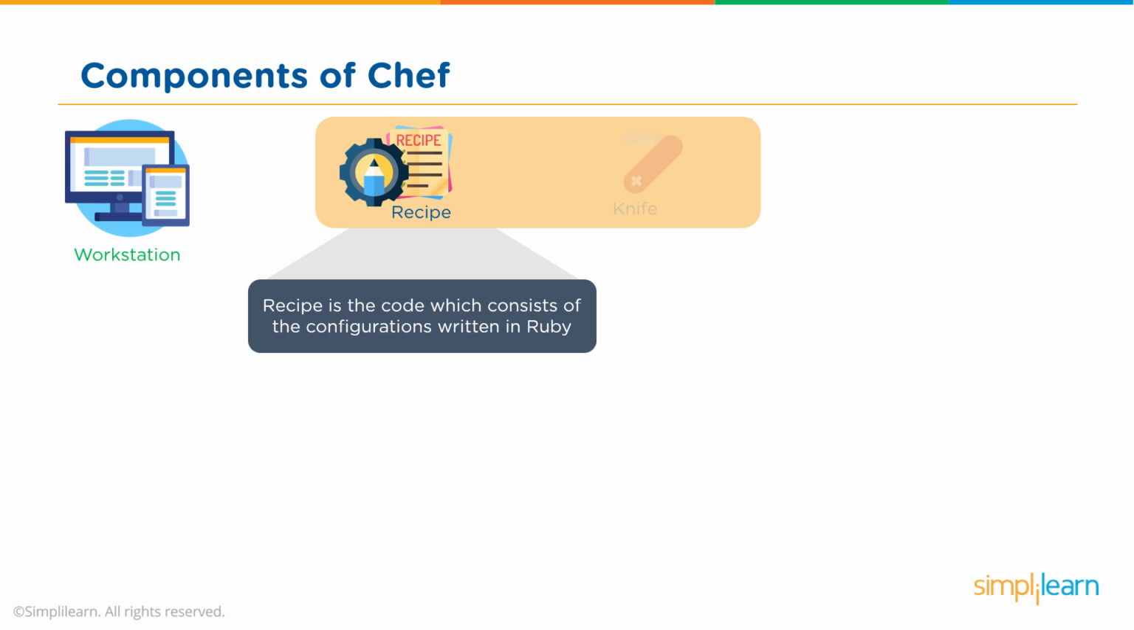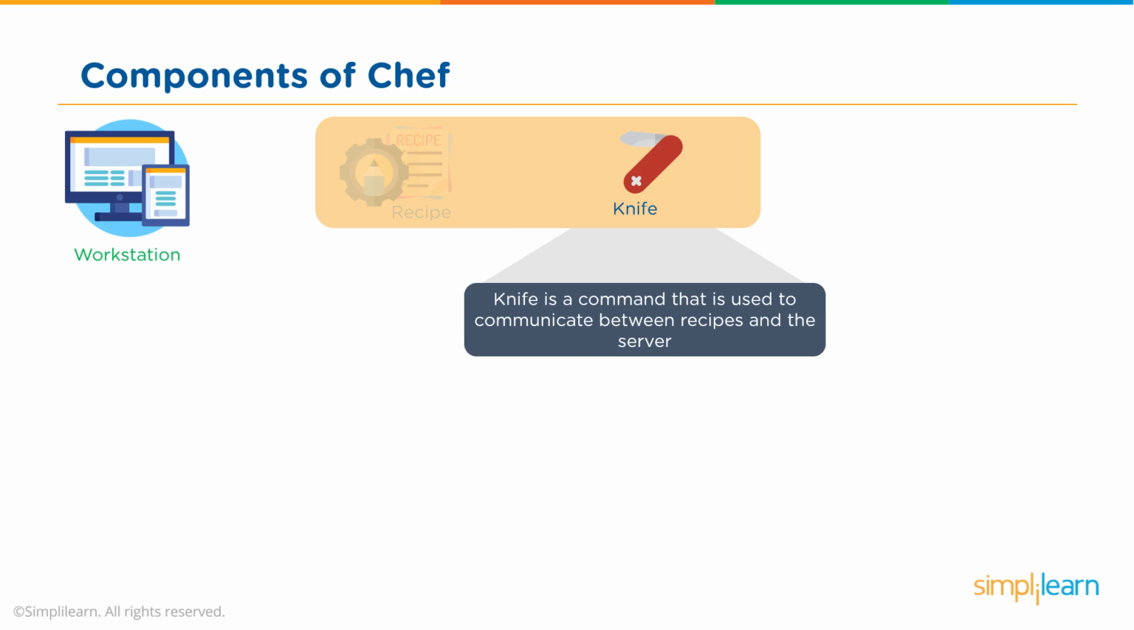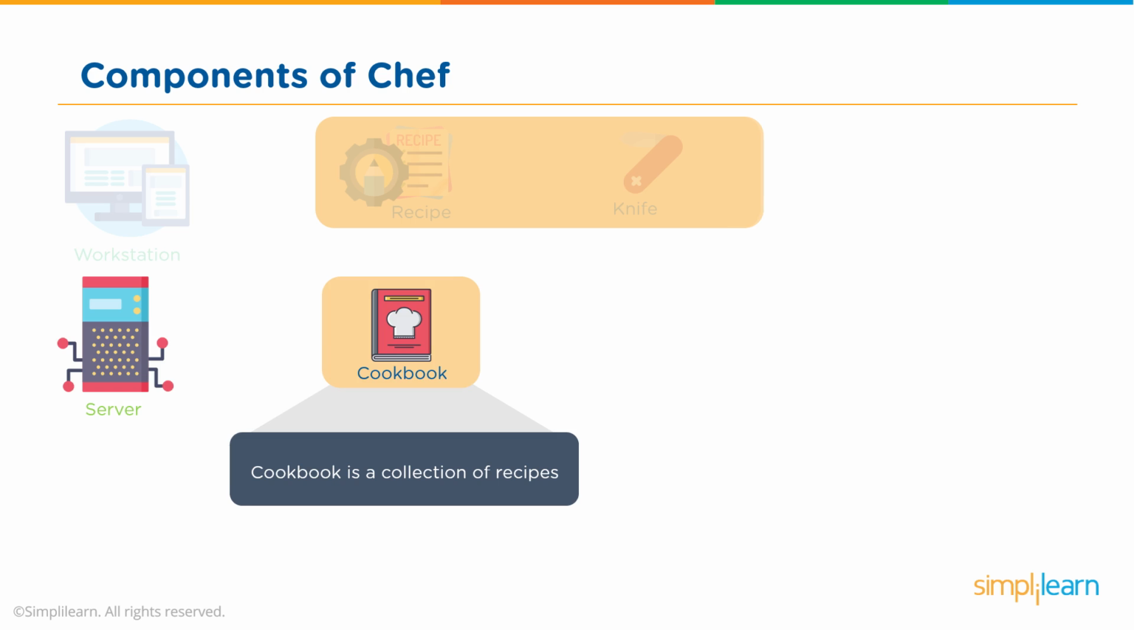A lot of examples. Knife is the command tool that you use that communicates between the recipes and the server. So your recipe is the instruction and Knife is the tool that makes that instruction work and sets the appropriate state on the server environment. When you create more than one recipe, you start creating a collection. Those collections are referred to as cookbooks.